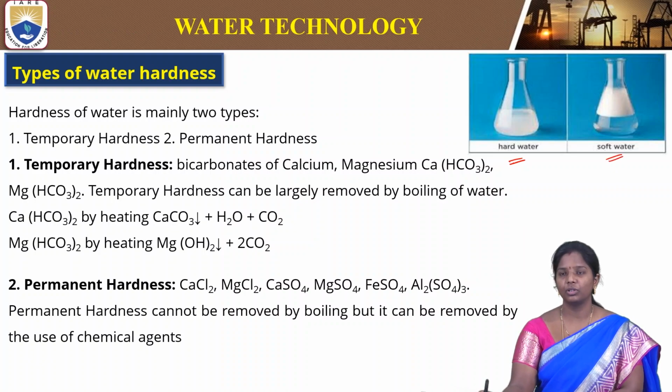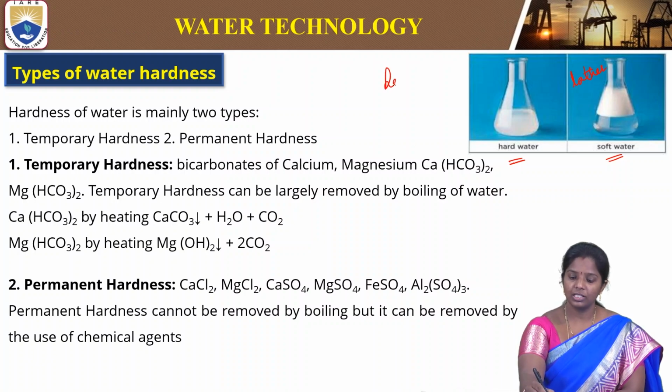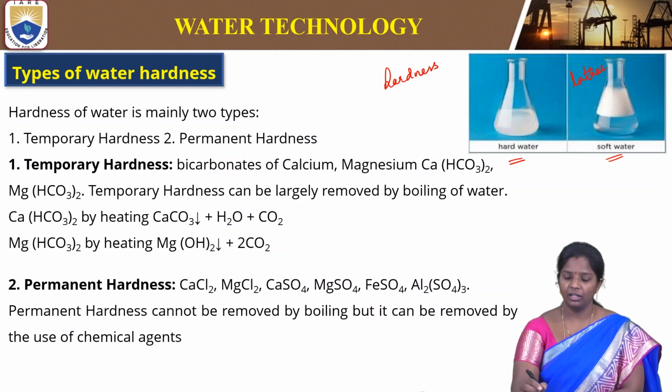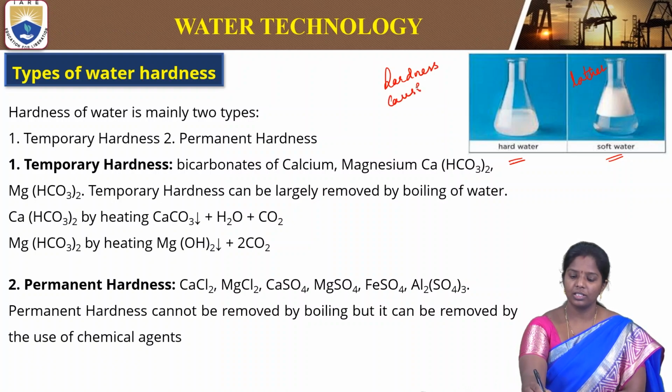Why is it called soft water? Because it is producing lather. Soft water always produces a good amount of lather when compared to hard water. It is just because of hardness causing salts that are responsible for suppressing this forming lather. Hardness causing salts.